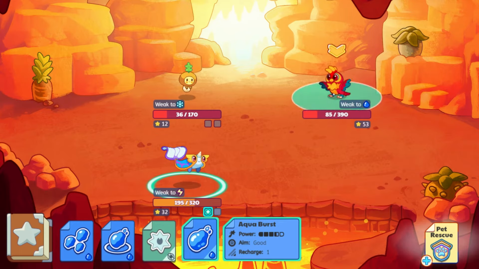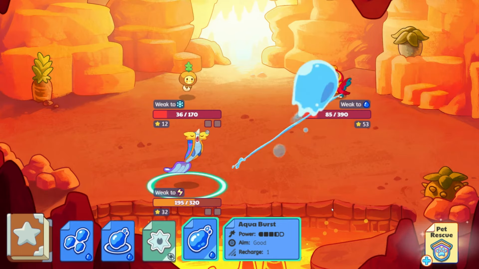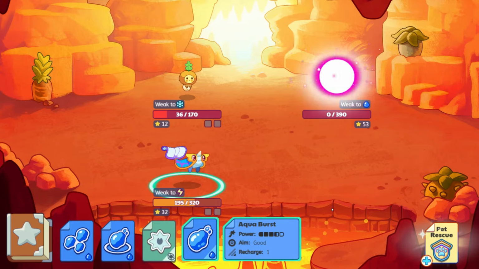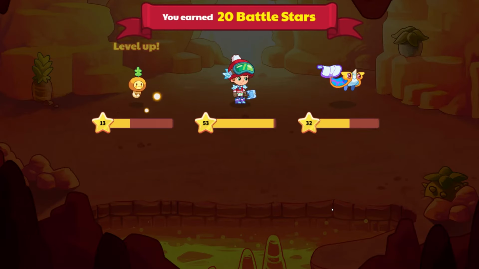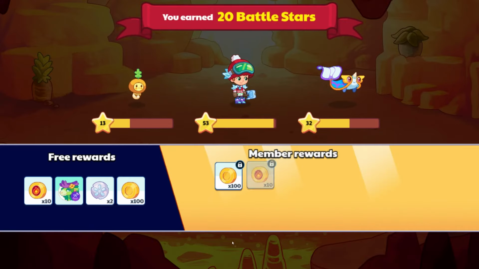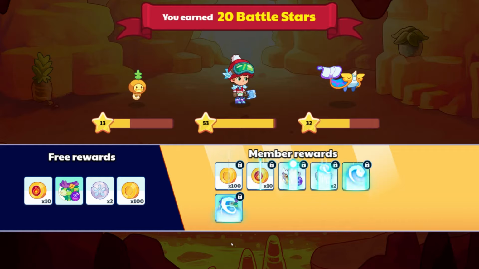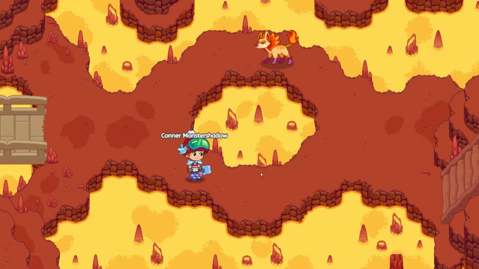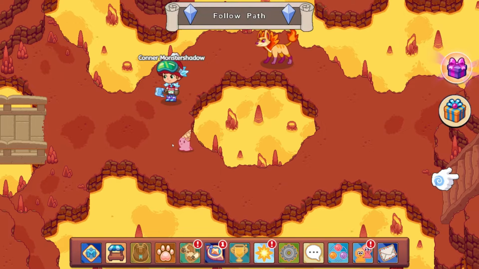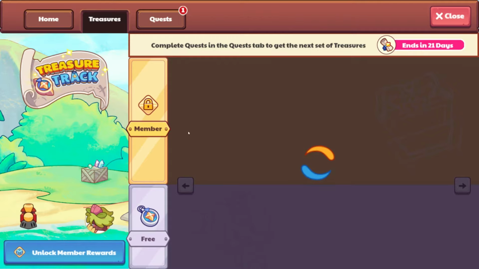Alright, hopefully Aqua Burst hits. There's no excellent water spells, so water is always kind of a what's-going-to-happen-here sort of feel. Alright, so we'll be getting some more stars from this battle, which is great. And continue. Now we are going to go up here and battle this Ember, and we got another treasure track. Cool.